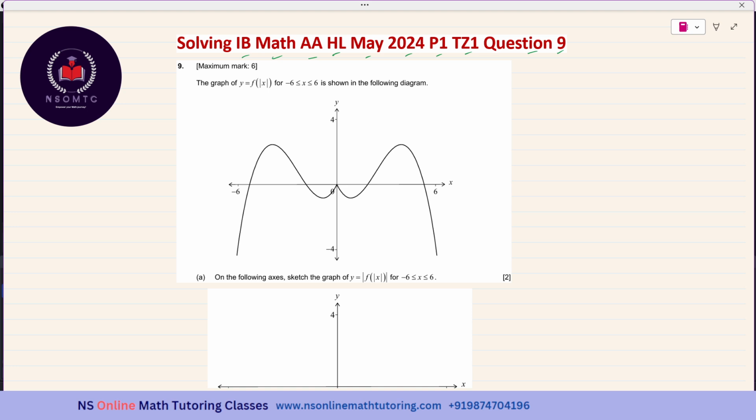So, without any further delay, let us start answering question number 9. The maximum mark is 6.